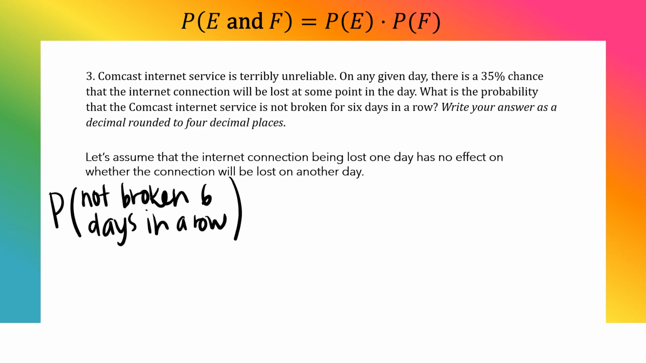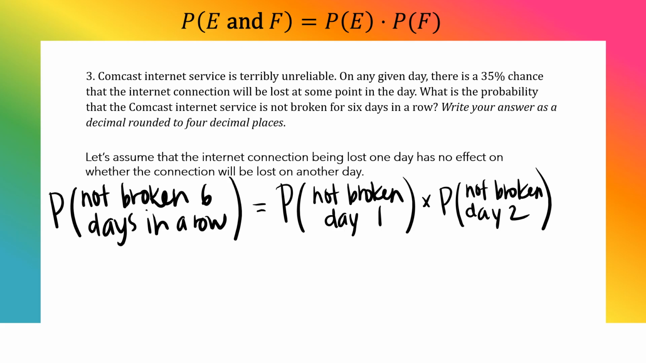All right, so the probability that the connection is not broken for 6 days in a row is the same thing as saying the probability that it's not broken on day 1 and it's not broken on day 2 and it's not broken on day 3 and day 4 and day 5 and day 6, right? So we are multiplying those individual probabilities together, and we're doing that 6 times in total.